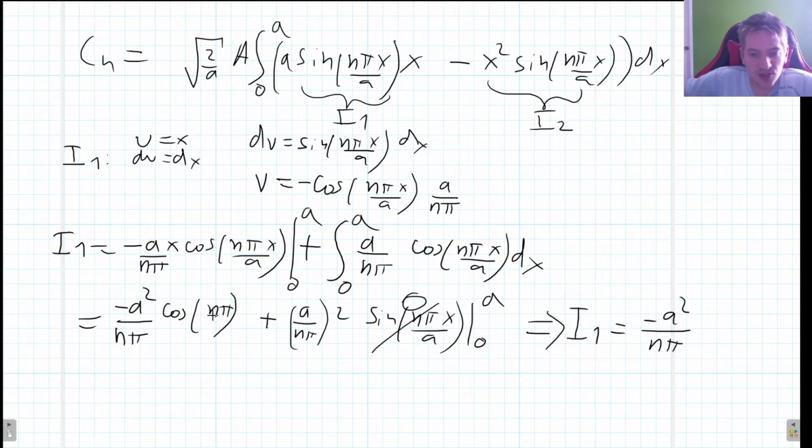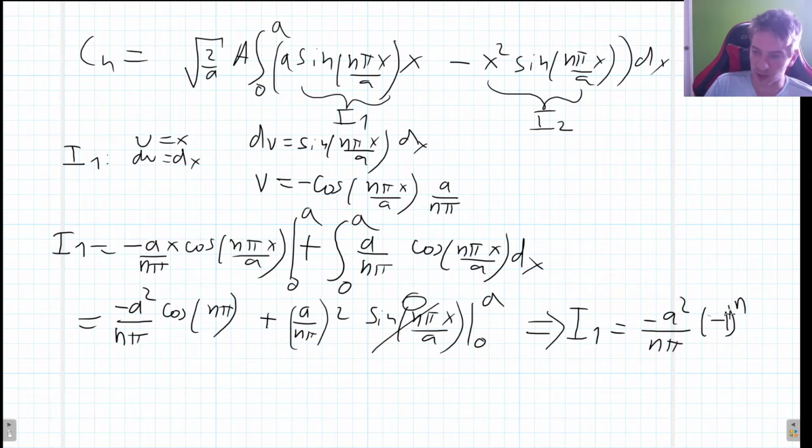But what is the cosine of n pi? If n is 1, it's going to be cosine of pi, which is minus 1. If n is 2, it's going to be 2 pi, which is 1. And if it's 3, it's going to be minus 1. And if it's 4, it's going to be 1. So it's going to be going from minus 1 to 1.